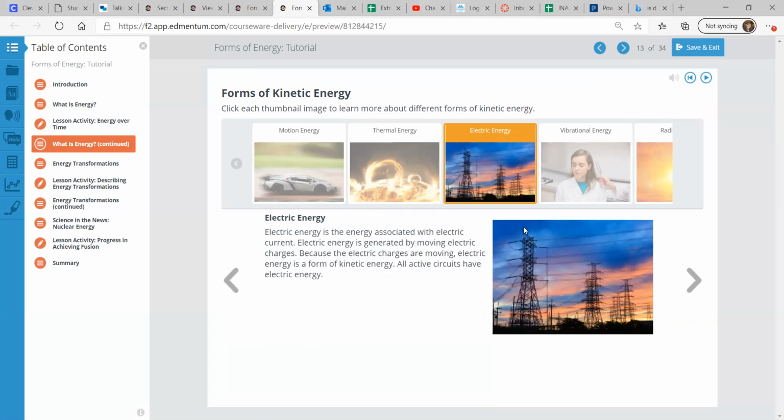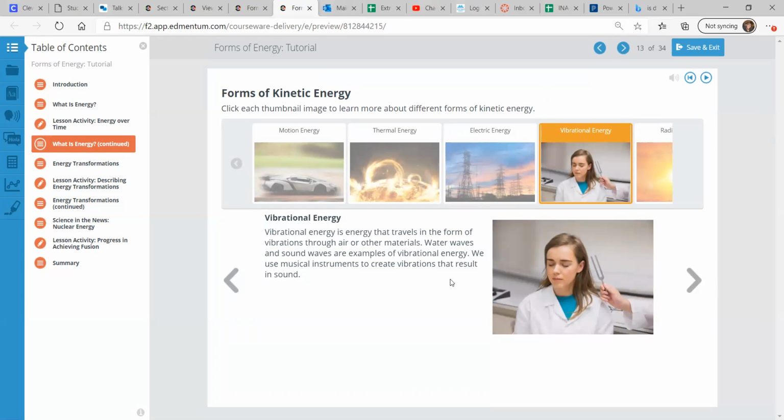Then you have electric energy, and this is associated with electric currents. Electric energy is generated by moving electric charges. Because these charges are moving, electric energy is a form of kinetic energy. All active circuits have electric energy. So think of running electricity as movement.